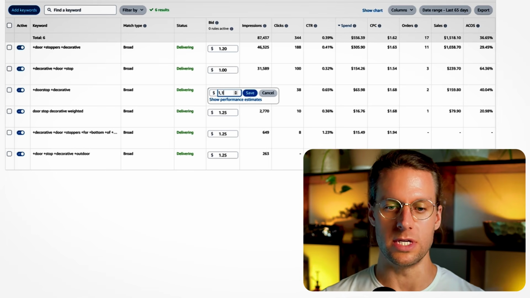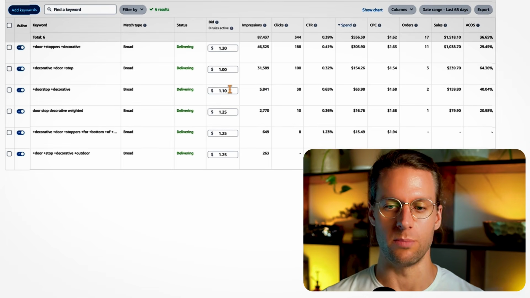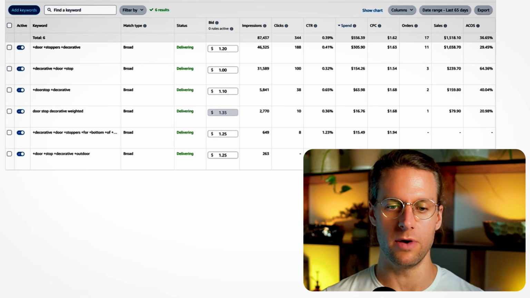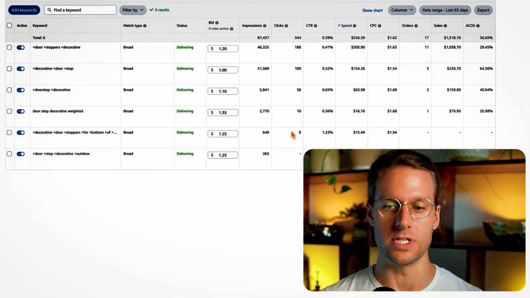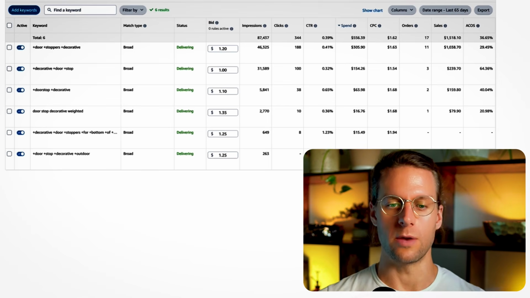This one, we're also going to decrease. We're going to take it from 1.25 to 1.1. It's not too high above our target ACoS. And this one, we're going to increase a bit because it's below our target ACoS. Now we've done our bid adjustments and we have properly optimized this broad match campaign.